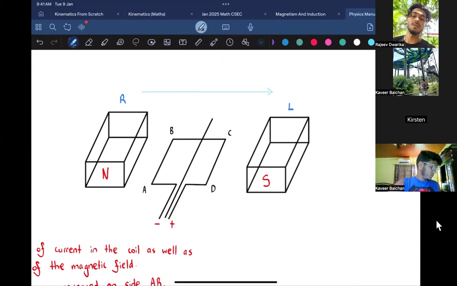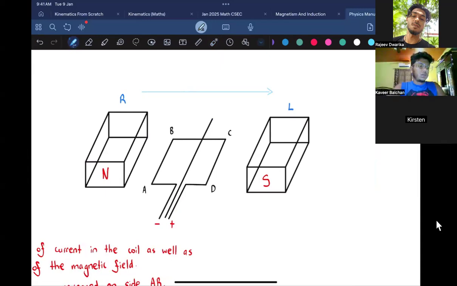Kirsten, do you remember that magnetic field lines always go from north to south? Yeah. Okay, so the magnetic field lines are going to go from north to south, and we call that magnetic flux. Magnetic flux is the magnetic field lines. So it's north to south. Okay, so that's the magnetic field.